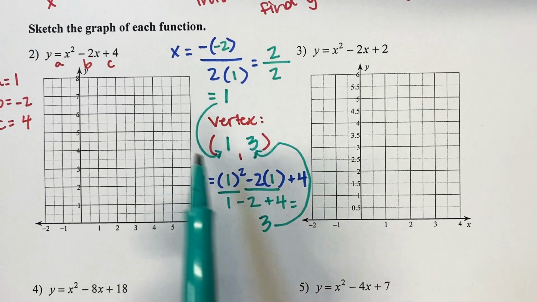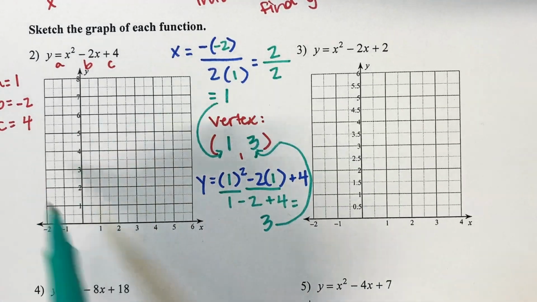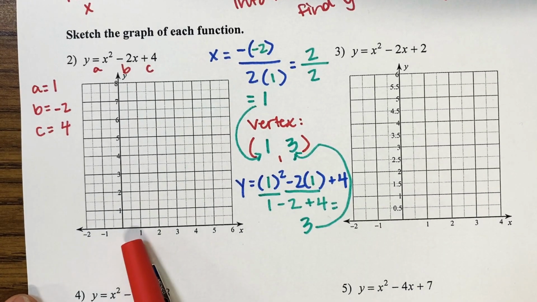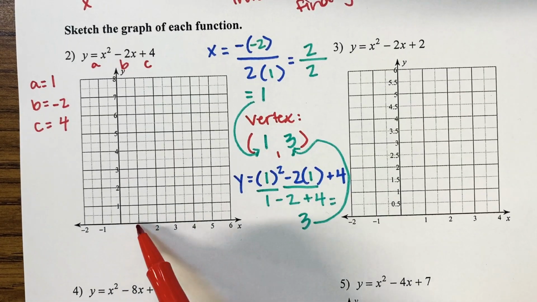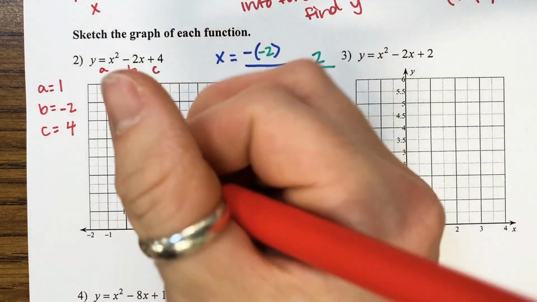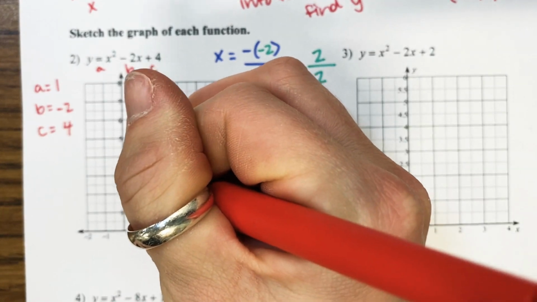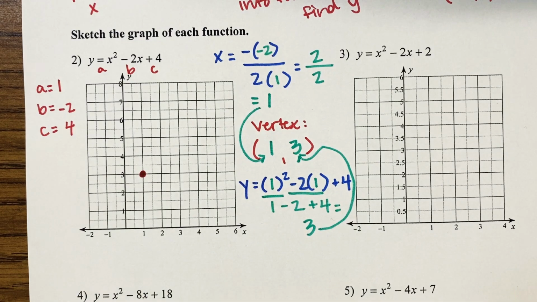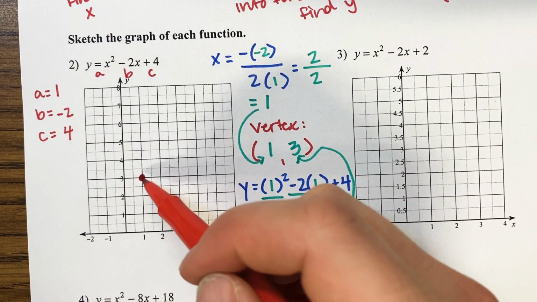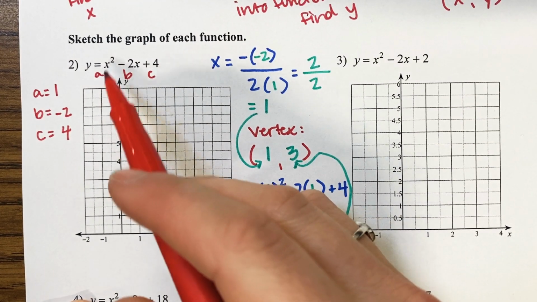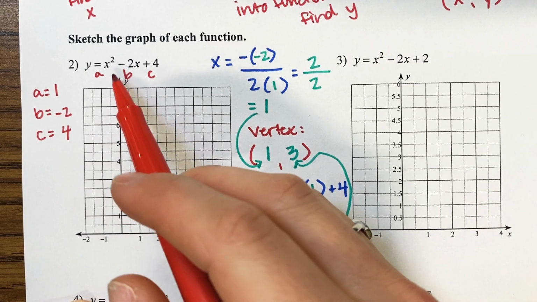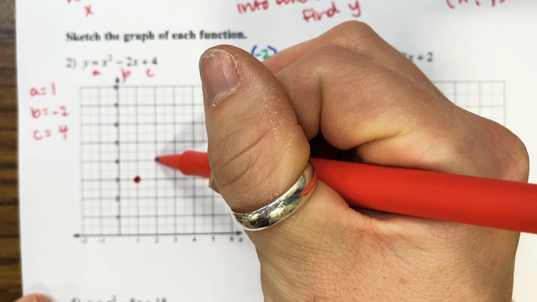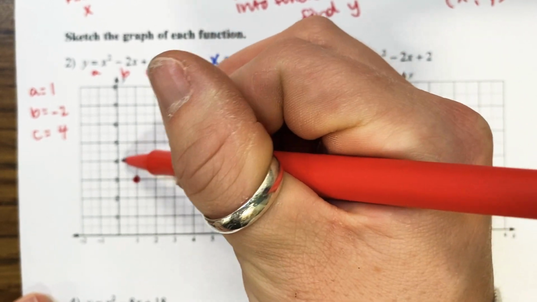So now let's go ahead and graph this vertex on our coordinate plane. So we're going to find 1 on our x-axis right here, and then go up to 3. Okay. Well, here's the thing with quadratics. They make a U shape. Okay, but I'm going to teach you this little trick when our a is 1.